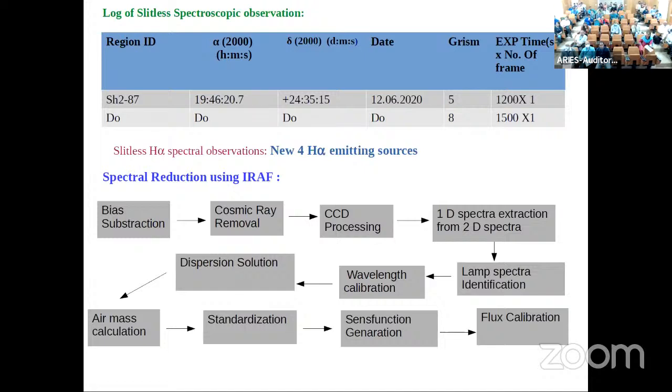We have also taken the slitless spectroscopic observation using the HFOSC instrument with Prism 5 and Prism 8. And from the slitless H-alpha spectroscopic investigation, we have identified four new H-alpha emitting sources. In the next slide, I will discuss my slit spectroscopic observation and results. Before that, I have discussed the basic process of IRAF, which I have followed to extract the spectroscopic results.